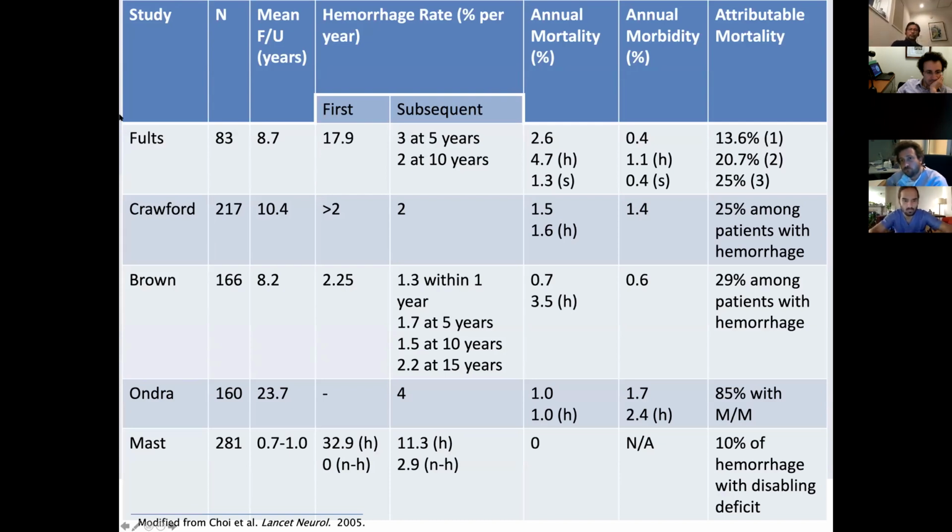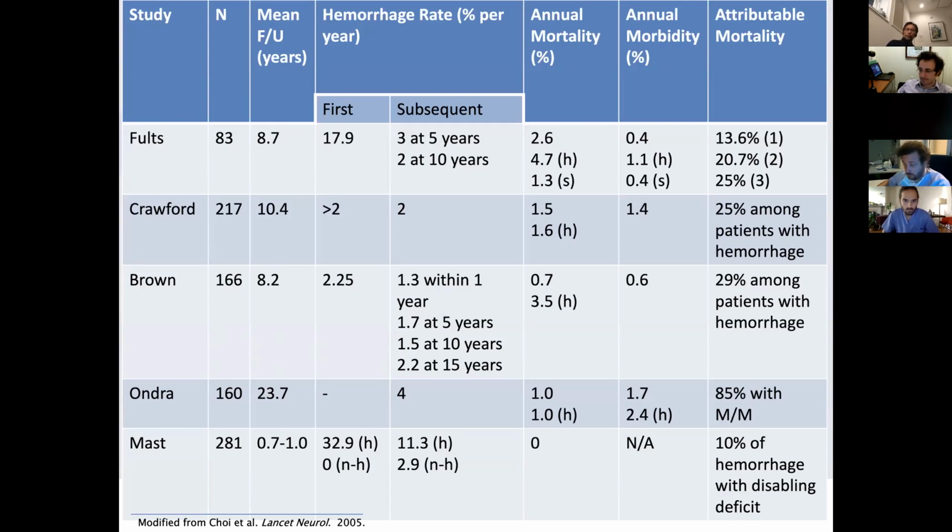This is the number of patients that were in each of these trials, and the mean follow-up in years. You can see Ondra followed patients for almost 24 years. In general, we take an amalgam of these and say that there's about a 2 to 4% per annum risk of hemorrhage for brain AVMs. This was supported by the ARUBA trial, which showed a little bit greater than 2% per annum risk.